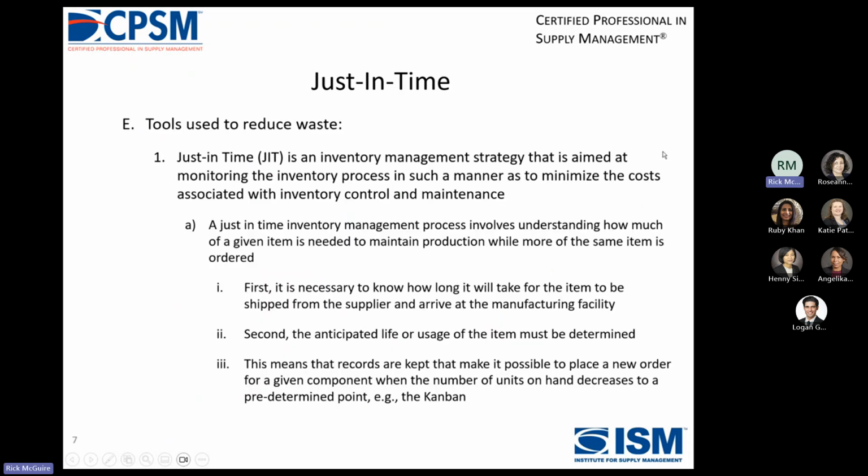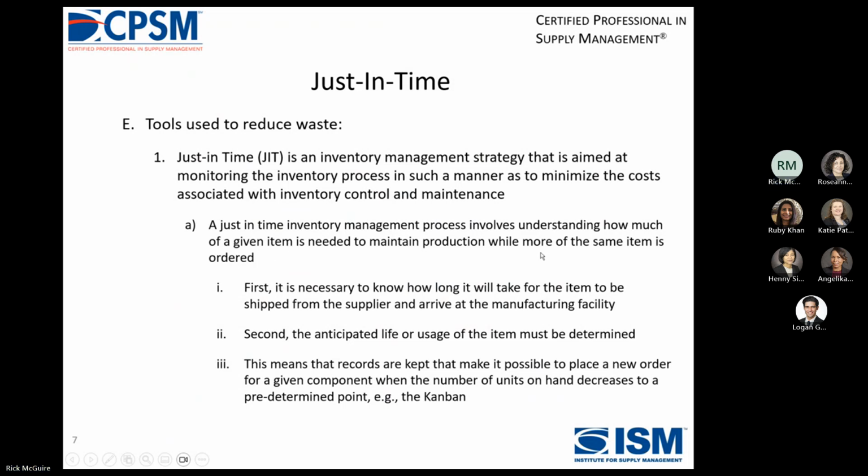So then you got another one. It's called just in time. Or if you go to our factory floor, the guys that work there will tell you it stands for just isn't there. But JIT is an inventory management strategy. It's aimed at monitoring the process in such a manner as to minimize the cost. It has just enough inventory on hand. So if you got a supplier with quality problems and he's a JIT supplier, you're going to have big problems.